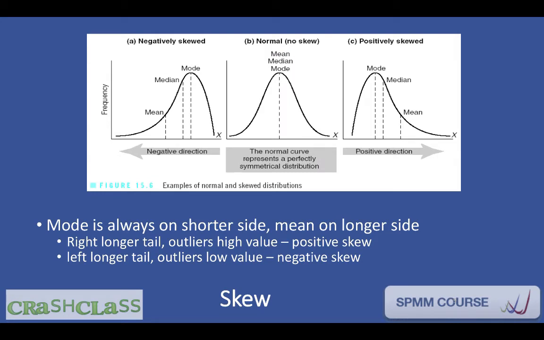So the thing you have to remember here is that the mode is always on the shorter side. This is the short side. This is the long side. This is the tail because this is long. So the mean goes wherever the tail goes. So positive skew, longer tail on the right. Negative skew, longer tail on the left side. So this is what skew is all about. Now, whenever the distribution is skewed, the mean will not be the same as the median or the mode. Remember, the mean is the same as the median and mode only in a normal distribution.